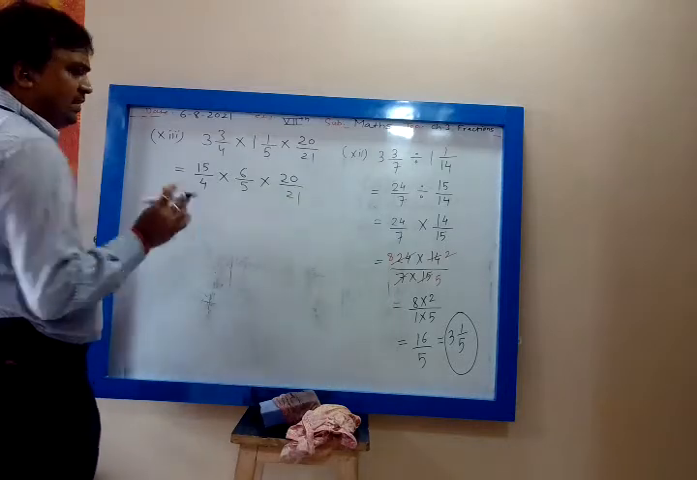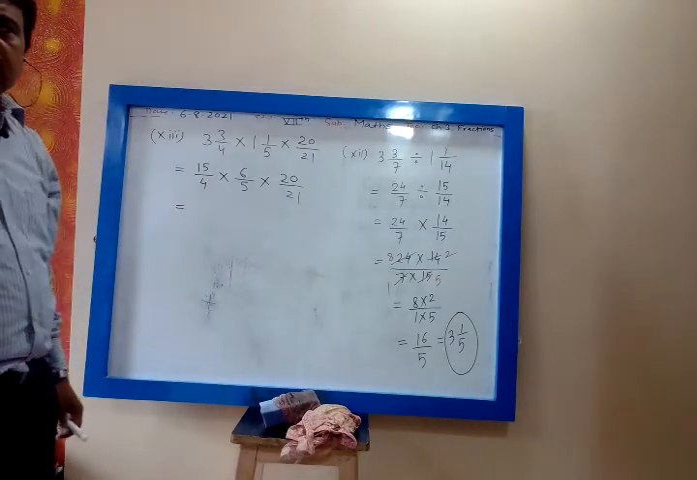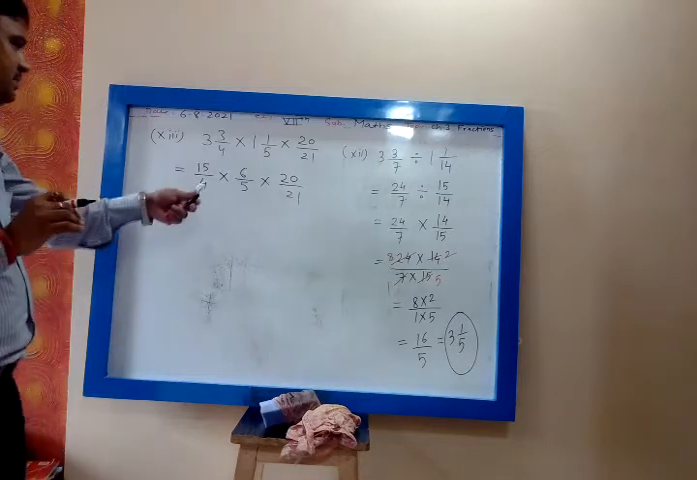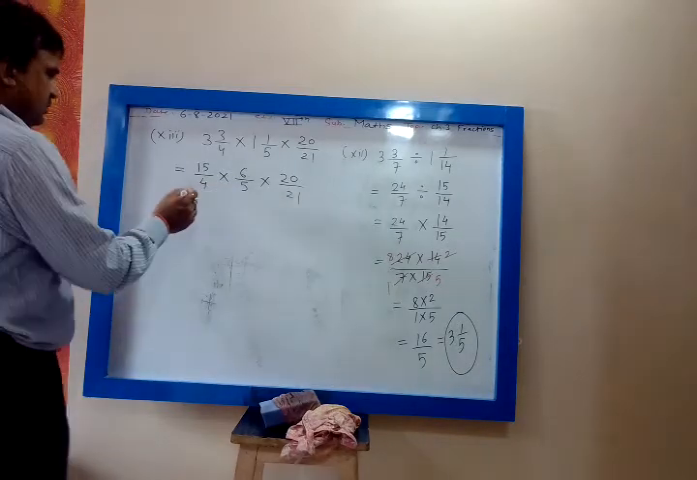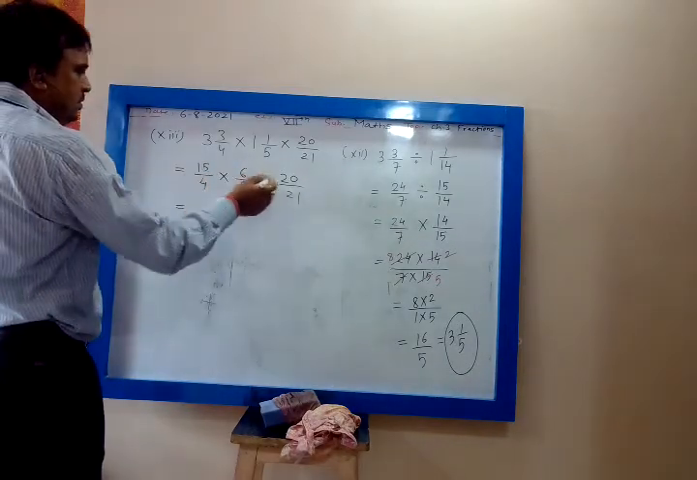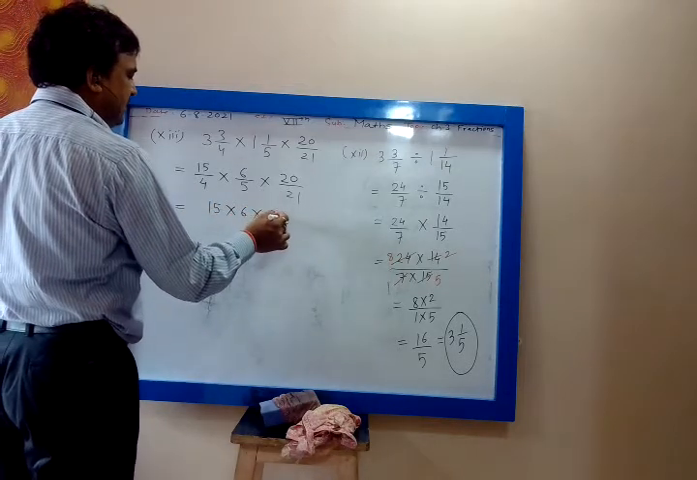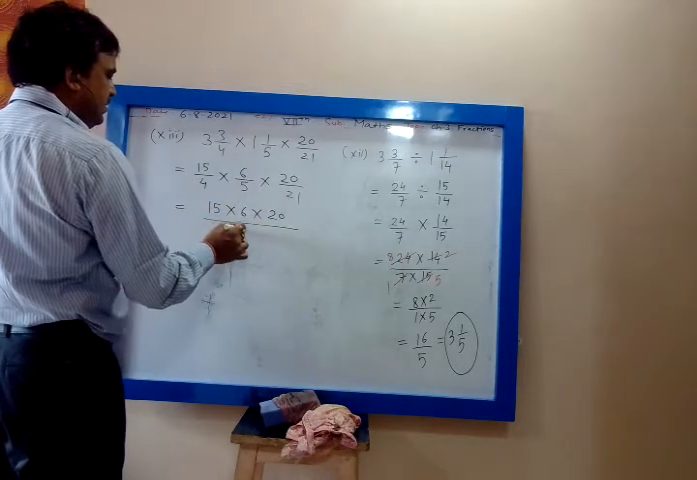So this is multiplication, so not LCM, my dear. Who told LCM? We take LCM in case of addition and subtraction. Here it is multiplication, so multiply numerator to numerator, denominator to denominator. So 15 into 6 into 20 upon 4 into 5 into 21.